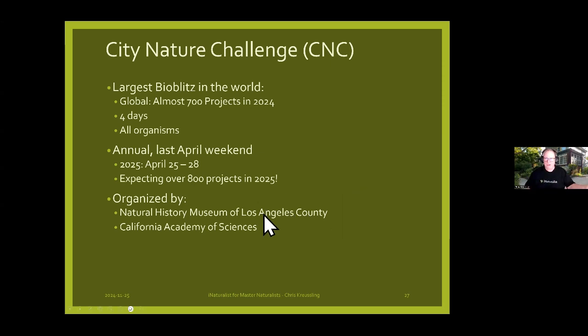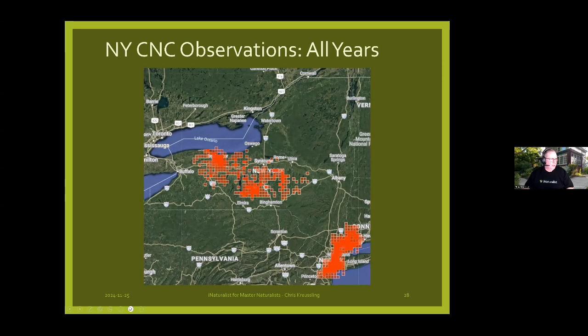These are the two organizations I tried to mention earlier. Natural History Museum of Los Angeles County is the one I couldn't think of, and the California Academy of Sciences is the other. To show you what some of the opportunities might be, all these red specks are places where people have made observations in New York State during City Nature Challenge, going back to 2017, 2018, going back quite a while. Look at these big empty areas. There is a lot of possibility to get something going there.